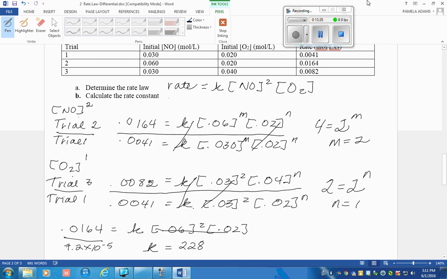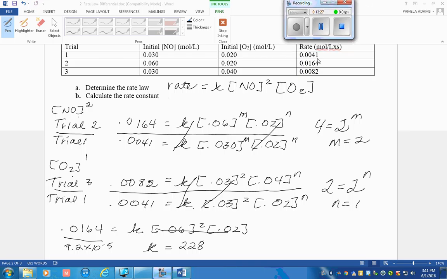It is in terms of molarity, so we know that it is molarity to the 1 minus the overall order. The overall order is 3, so it is to the negative 2, and that would be per second.